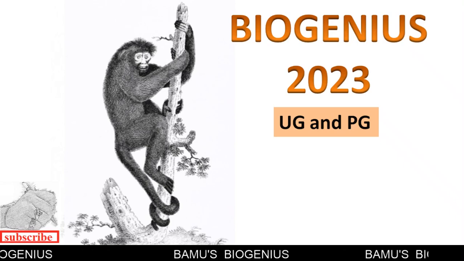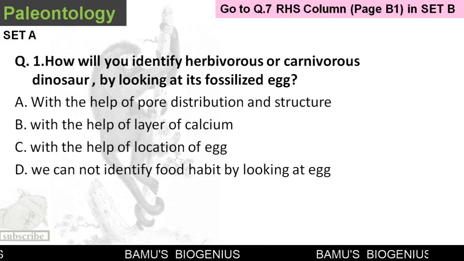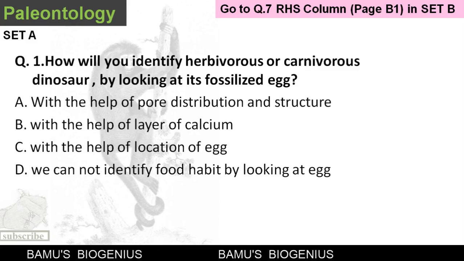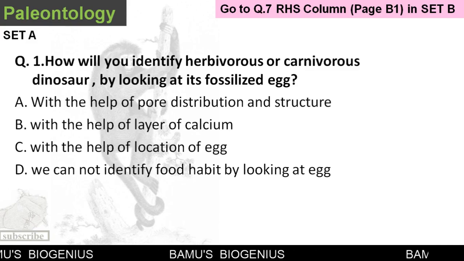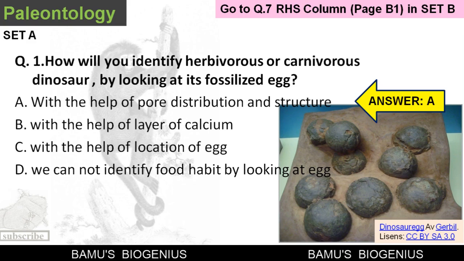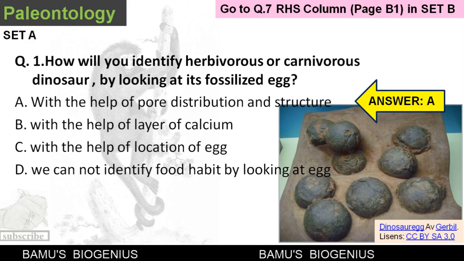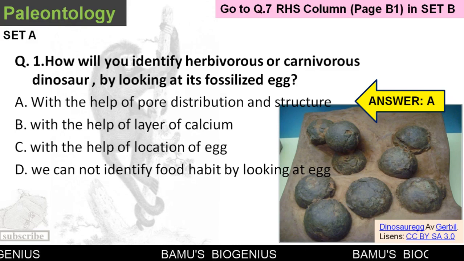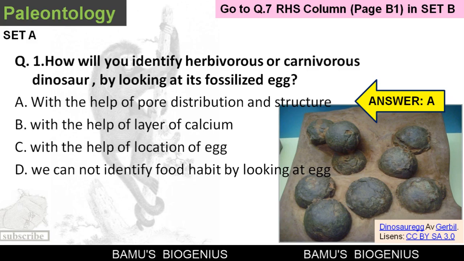The first question is this one. If you have set A, question number 1 will be: how will you identify herbivorous or carnivorous dinosaurs by looking at its fossilized egg? In set B, this question is question number 7 in the right hand column of page B1. The answer is this: with the help of pore distribution and structure, you can identify whether that particular egg is carnivorous or herbivorous. All herbivorous dinosaur eggs have a different type of pore distribution compared to carnivorous dinosaur eggs. This is a question from paleontology.